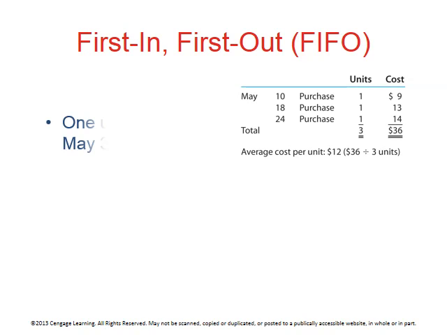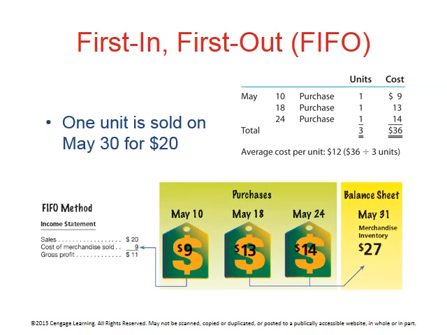Let's look at an example of FIFO. In this example, in the upper right, we bought one unit on May 10th, one unit on the 18th, and one unit on the 24th. It tells us we sold one on May 30th for $20. Which price are we going to use, 9, 13, or 14, for the cost? Well, we're using FIFO, first in, first out. The first one in was May 10th for $9. So that's the first one out.